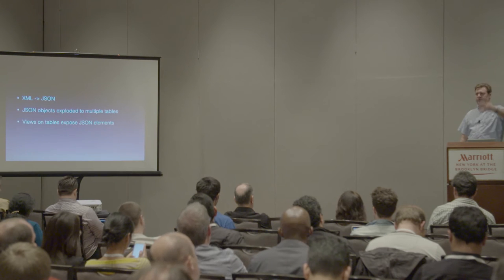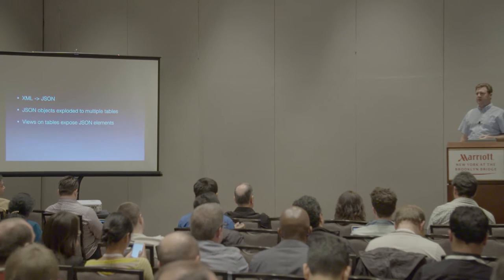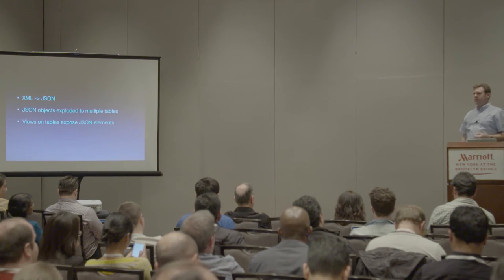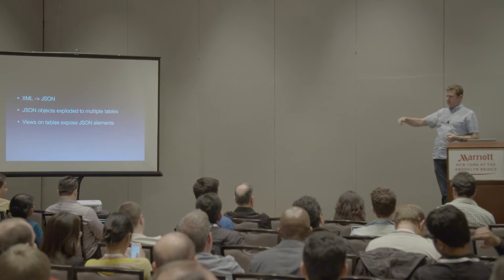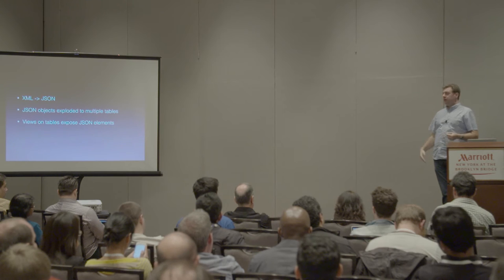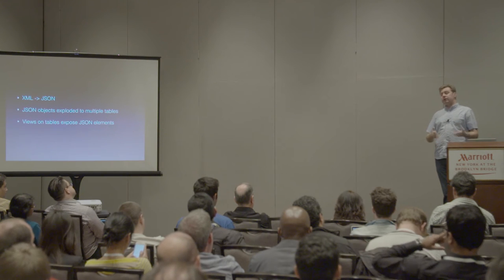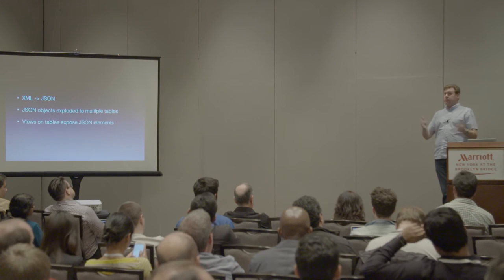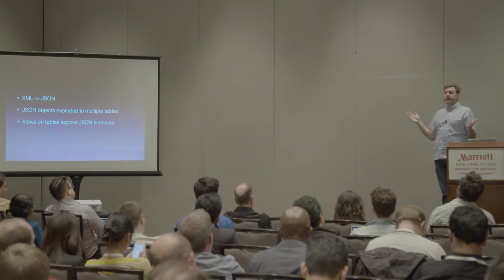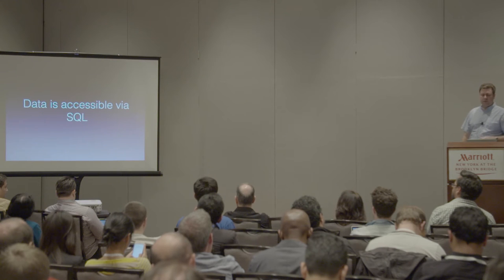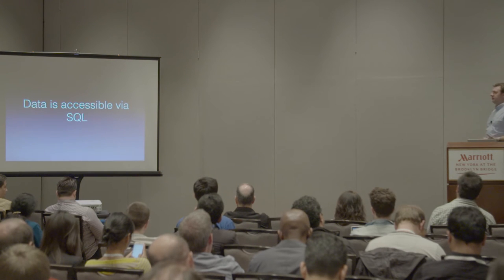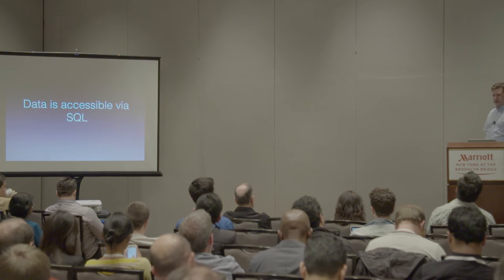So if your top level has keys A, B, and C, and each of those is an object, you have view A that has its fields, view B that has its fields, and view C that has its fields. Now, when you're dealing with it from a SQL standpoint, all you need to know is how to join things together. And everybody knows that. So that results in data being accessible via SQL, very easy to deal with.